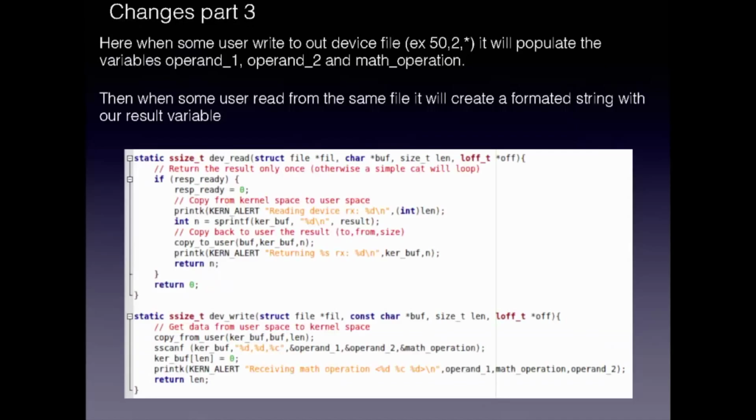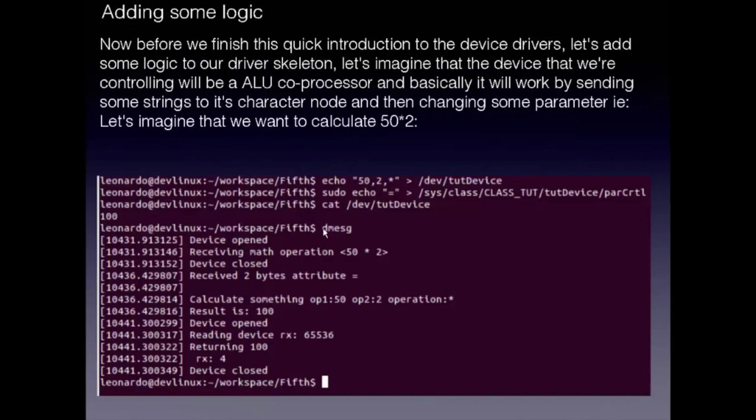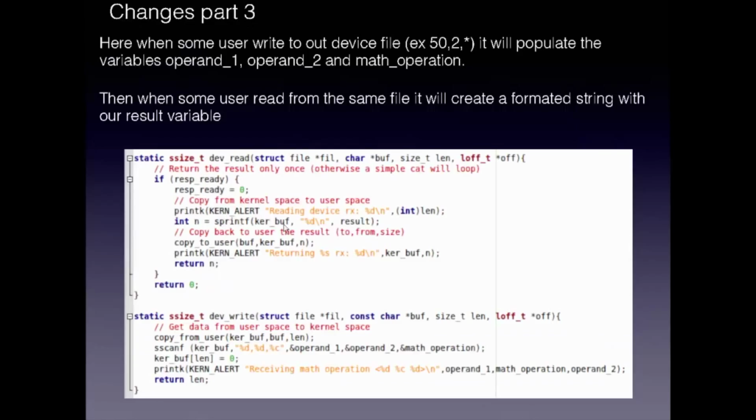So if you go to the next slide, when we read, for instance, when you do the cat, the only thing that it is going to do is create, with an sprintf, a string with the number of the result of the calculation. Then it copies this to the user.